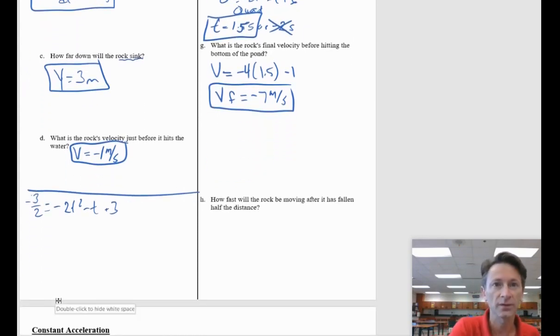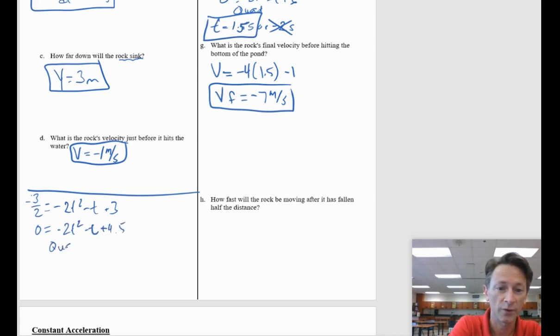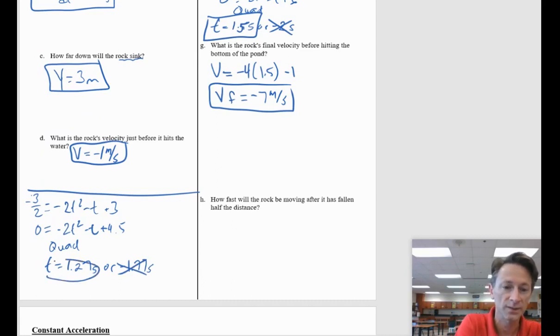When I add that to the other side, I end up with an equation that is 0 equals -2t squared minus t plus 4.5. Again, I'm going to have to put that into the quadratic formula, and I end up with two different times: a time of 1.27 seconds, or a time of -1.77 seconds. Again, it can't be the negative value, so I know that this is my time. Now, it wasn't asking for time, though.